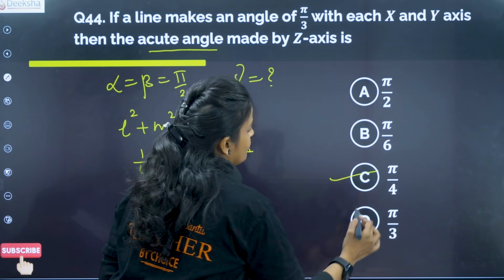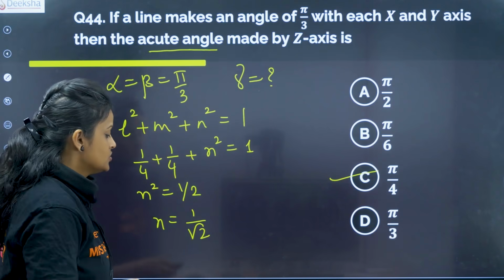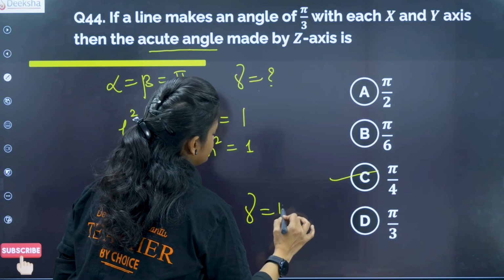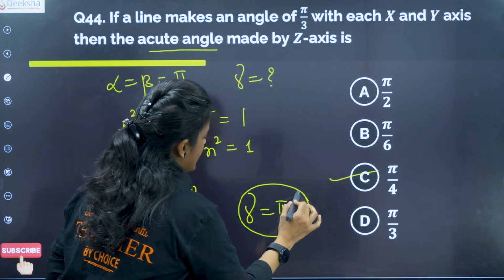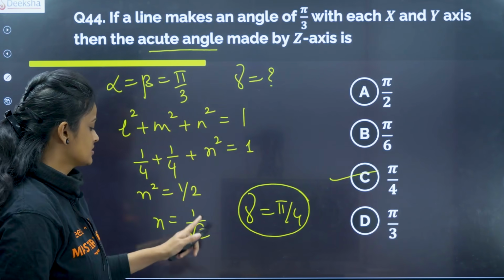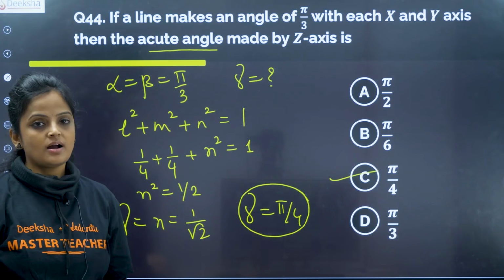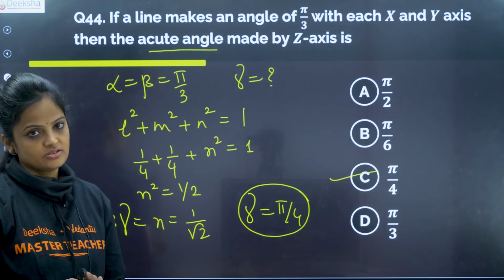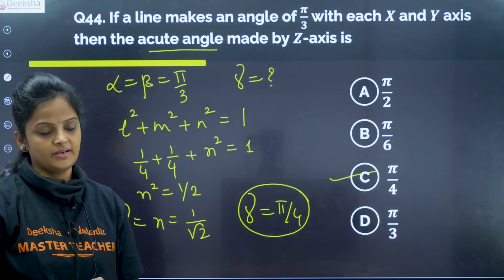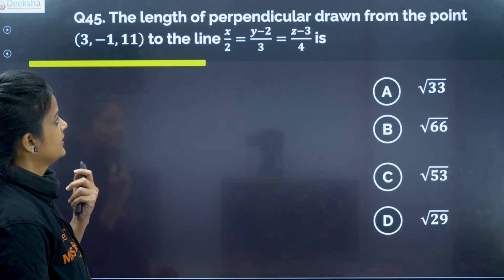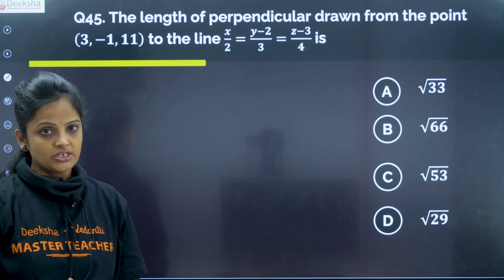That will be once again option C. So gamma will be pi by 4. Why? Because cos gamma is this value. This is nothing but cos gamma. Cos gamma is 1 by root 2, so gamma has to be 45 degrees. Okay. Let's see the 45th question.